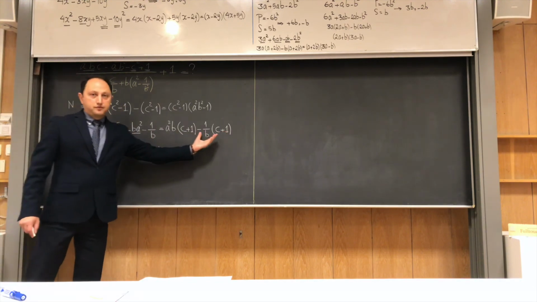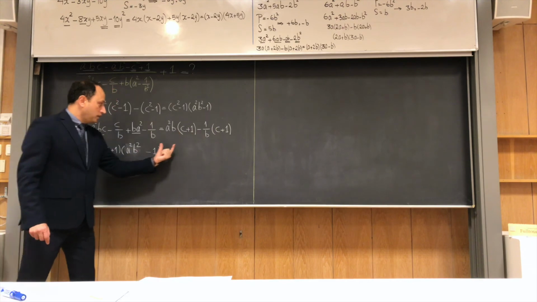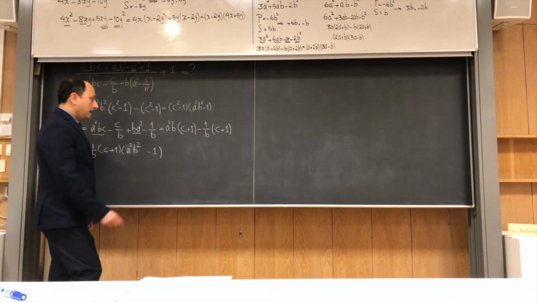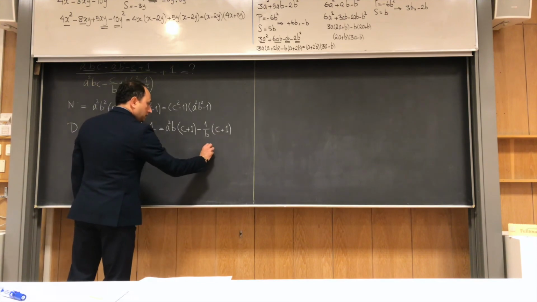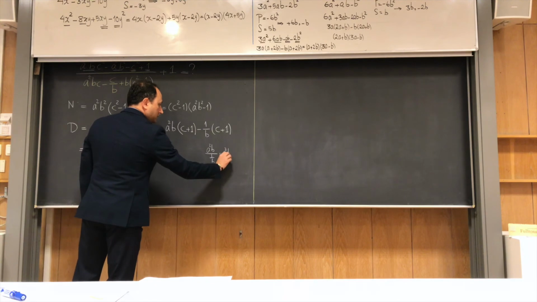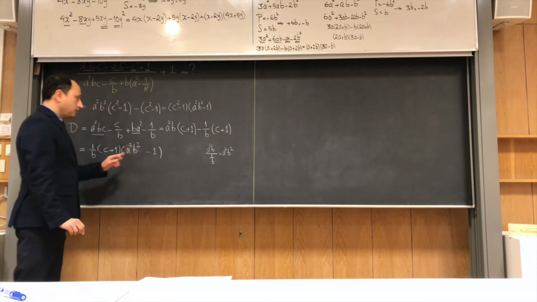Minus 1 is left from that one. C plus 1 is actually pulled out. So what is left is a squared b. And then, so a squared b, I need to divide it by 1 over b, which becomes a squared b squared. So this is what I have written here, yes?